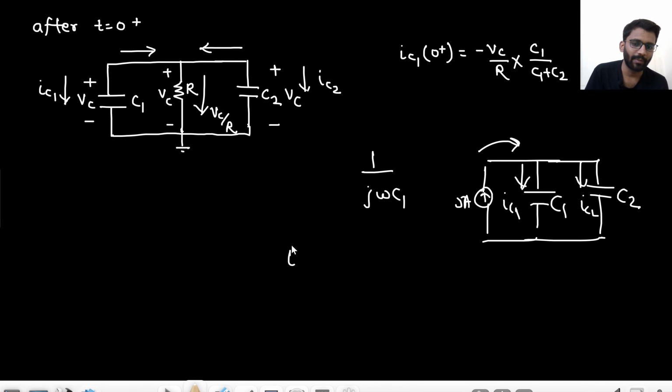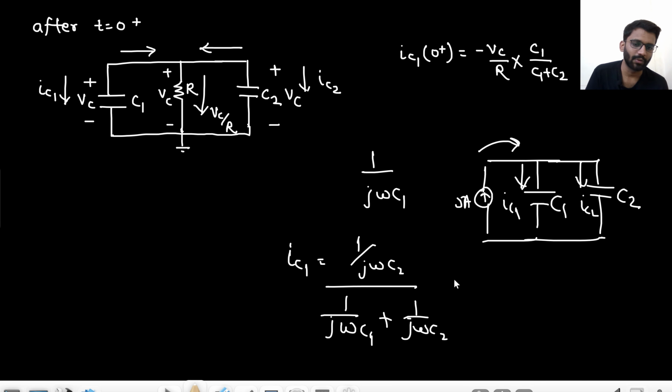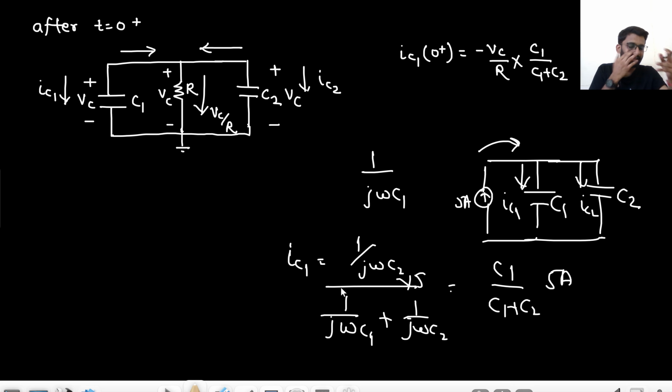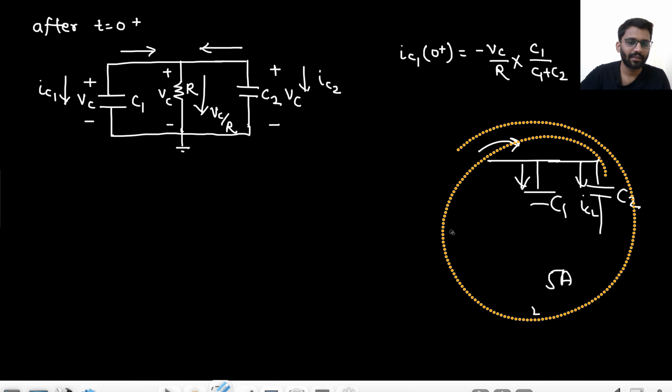Or you can say, what will be IC1? IC1 would be 1 by j omega c2, the impedance provided by capacitance C2 upon total capacitance. So if you solve this, you will get C1 upon C1 plus C2. So basically the current is divided in proportion. In case of capacitance, the current is divided in proportion and the voltage is divided in inverse proportion.